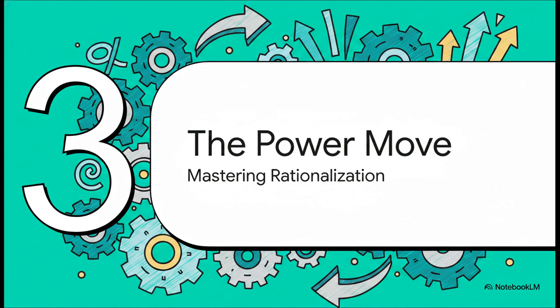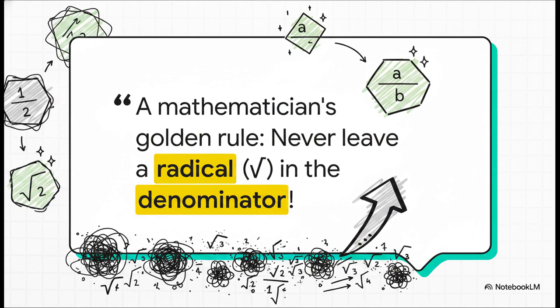It's called rationalization. It sounds a bit scary, I know, but it's basically our secret weapon for taming those irrational numbers, especially when they show up where we don't want them. And where don't we want them? In the denominator of a fraction. It's kind of an unwritten rule in math. You just don't leave a square root sign in the denominator. It's considered messy. Rationalizing is just the process of cleaning it up.